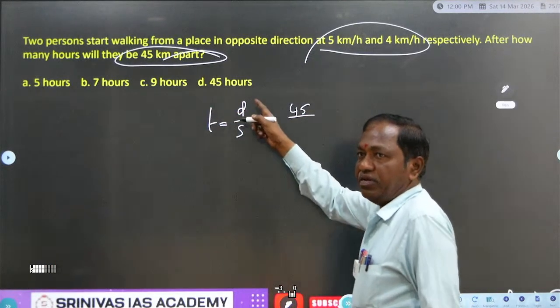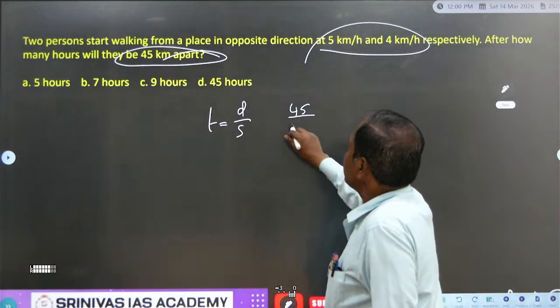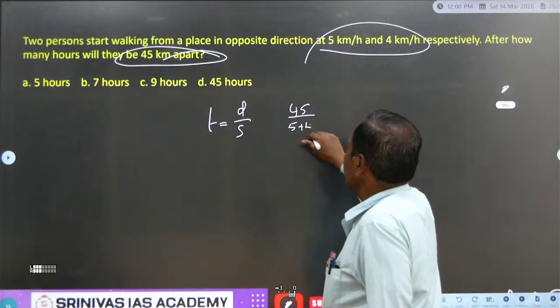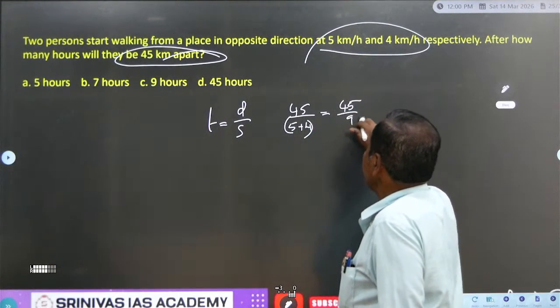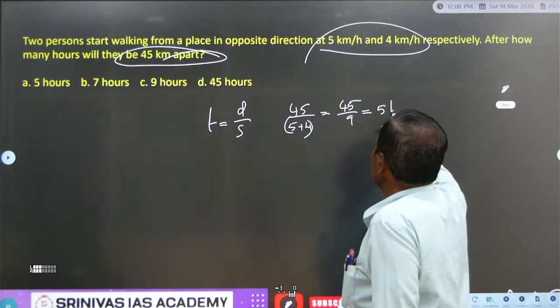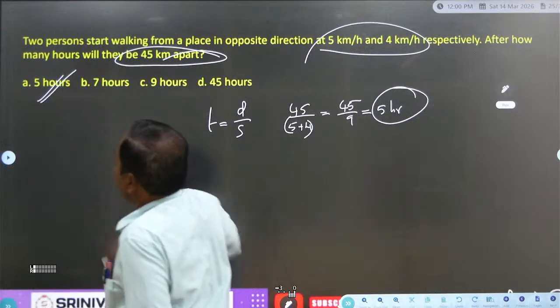Again it is the same thing. Apart. Distance is in the opposite directions, no? 5 plus 4, 9. And 45 by 9 means 5 hours. 5 hours. It's like that.